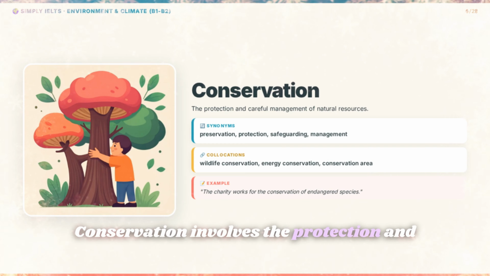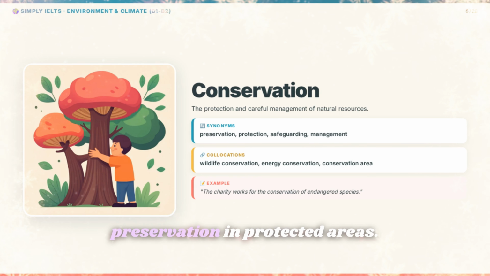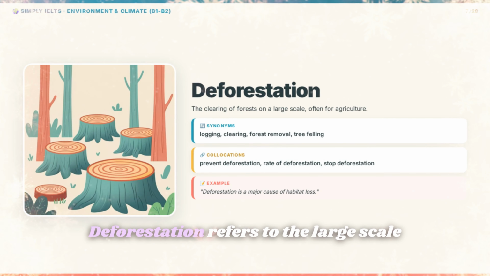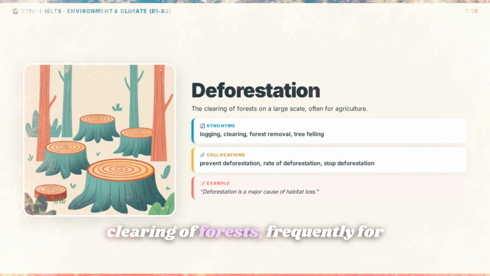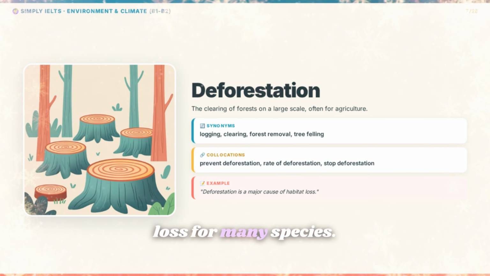Conservation involves the protection and careful management of natural resources. It is essential for wildlife and energy preservation in protected areas. Deforestation refers to the large-scale clearing of forests, frequently for agriculture. This activity is a major cause of habitat loss for many species.